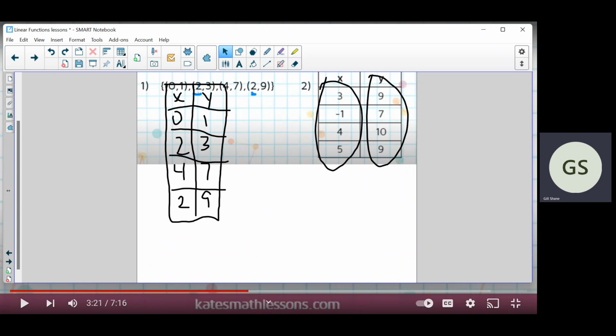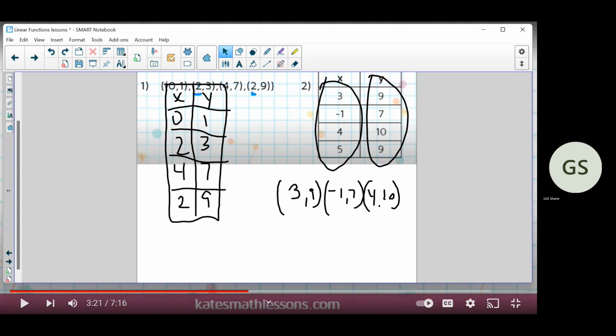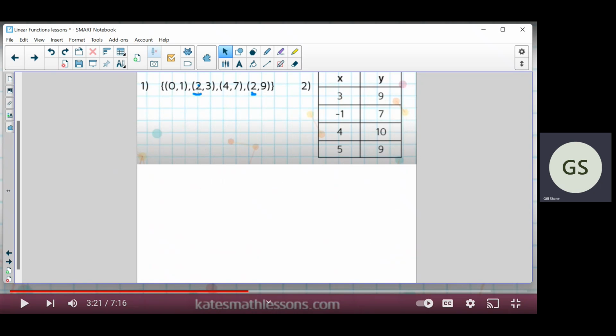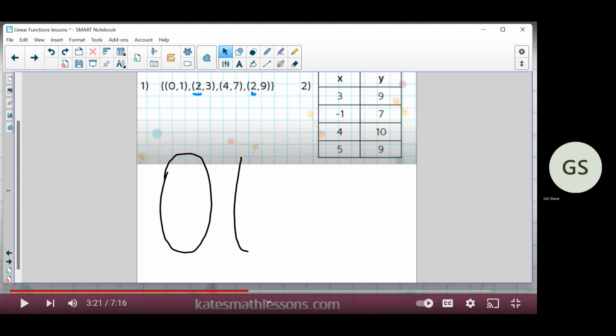So I could do the same thing with the table on the right. I could take that and put it into ordered pairs. I could say, well, that's just 3, 9 and -1, 7 and 4, 10 and probably I can write it in here, I guess, and then 5, 9. It's just data, lots of different ways you can put it. The last way, which is what she was using, I could put it in a mapping diagram.